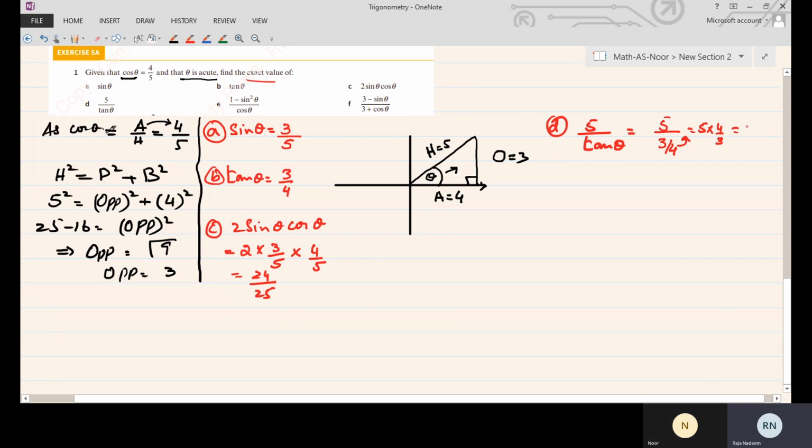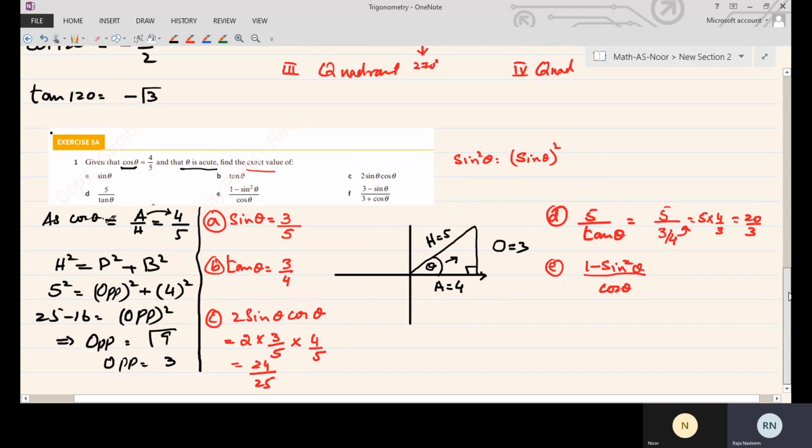Yes. So it is 5 times 4 is 20, so 20 over 3. That is part D. Now part E. In part E, it is (1 minus sine square of theta) divided by cos of theta. Whenever you are given any trigonometrical ratio with a power, like sine square of theta, sine square of theta will be treated as sine of theta whole square. Okay, this is a very important notation.